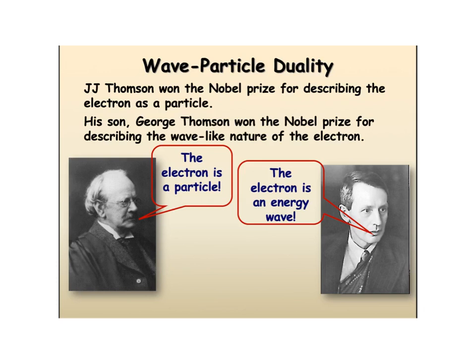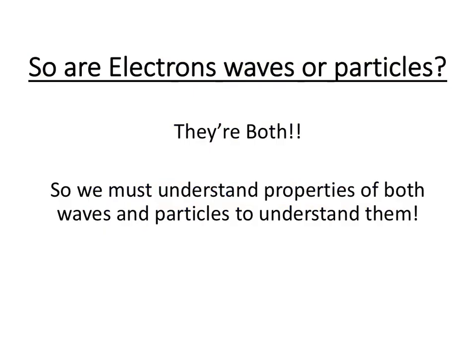Okay, so J.J. Thomson and George Thomson both won the Nobel Prize for saying different things. One of them says the electron is a particle. The other one says the electron is a wave, an energy wave, a wave of energy. Okay, so who's right here? They're both right, okay? So electrons have what we call wave-particle duality.